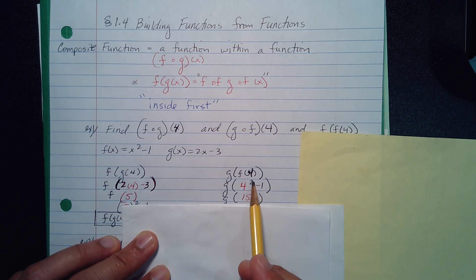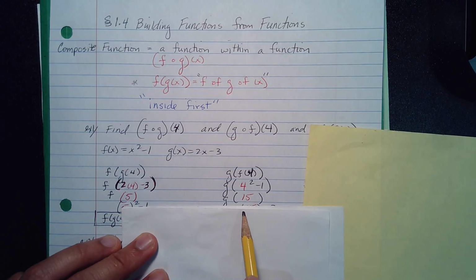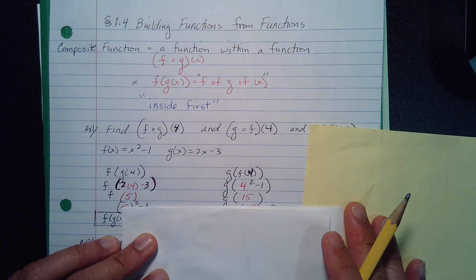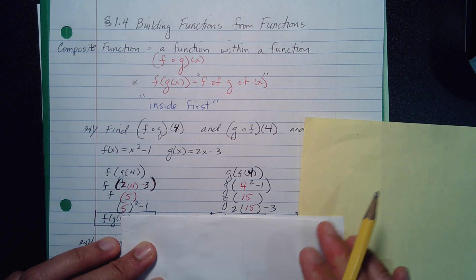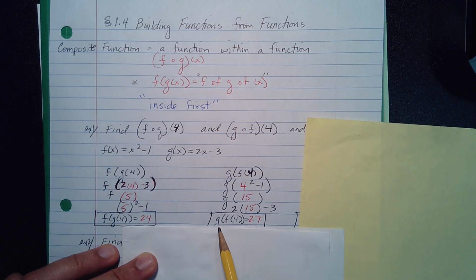Now we're done evaluating the inside function. Now we'll evaluate the outside function, which is our g function. So I'm going to substitute 15 wherever I see an x in our g function. So this is now 2 times 15 minus 3. Simplify that and you get 27. So g of f of 4 equals 27.